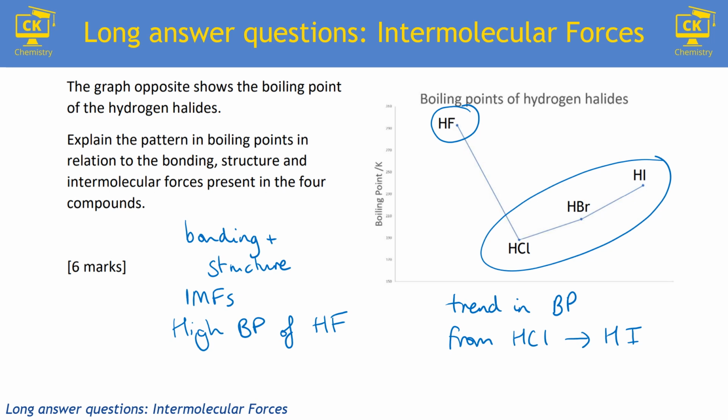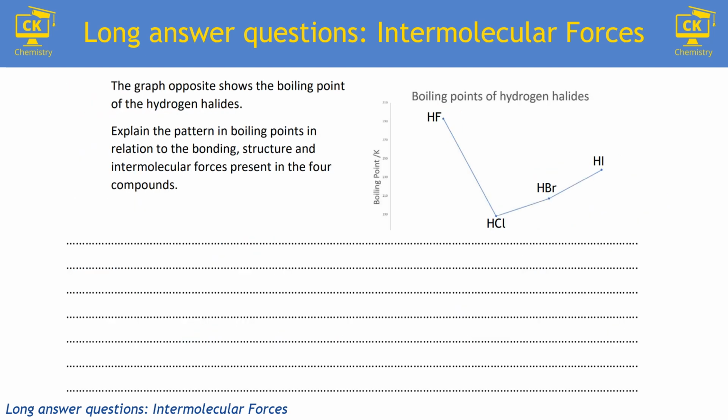So there are 3 parts of the question really that we need to consider. Identifying the bonding, structure and intermolecular forces that are present, and then using them to explain these 2 key features of the graph. So let's start with identifying the bonding and structure. The question is talking about intermolecular forces present in these compounds. So straight away we know that all the compounds, the hydrogen halides, or hopefully we do know this, are covalent molecular substances. Covalent molecules, simple covalent molecules, however you want to say it.